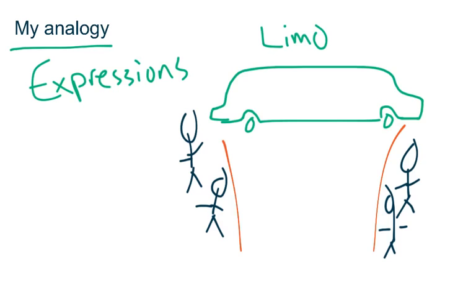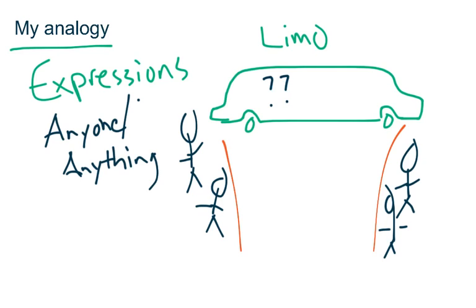If you go to an award show, at the beginning of this, whoever comes out of this limo is completely unknown. It could be anyone. And so that's the thing with expressions: the variable can be anyone or anything. Anyone can come out of that limo at the beginning of the award show.